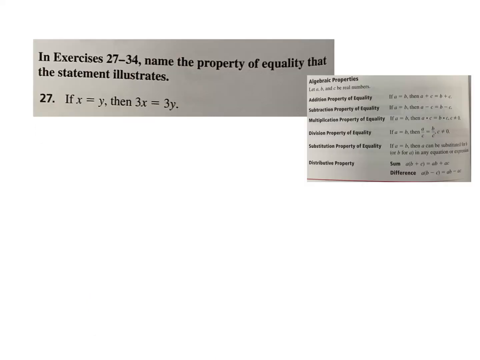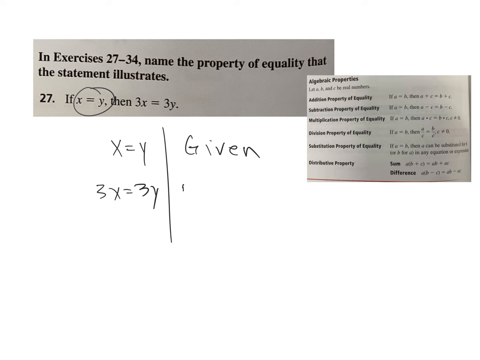Okay. Number 27. Name the property of this equality. All right, so you have x equals y. So think about this for a second. x equals y is our given. They then say 3x equals 3y. What happened? Well, they must have multiplied, multiplication property, something times both sides. They must have multiplied by 3 on both sides. Multiplication property of equality.